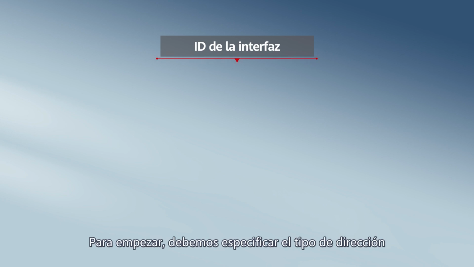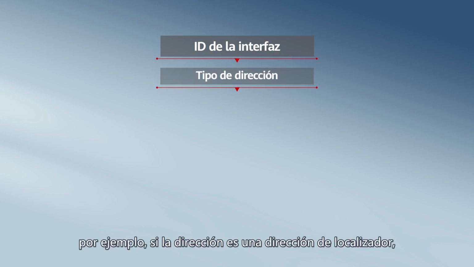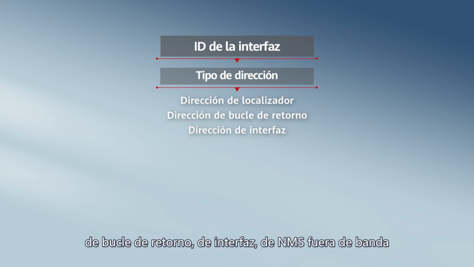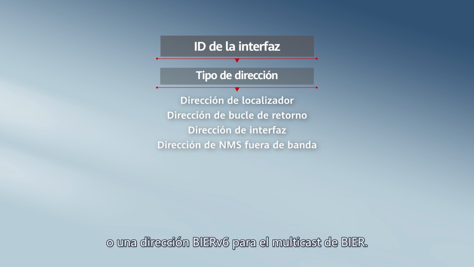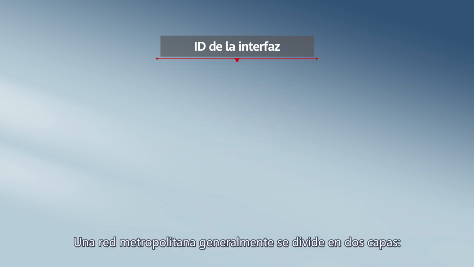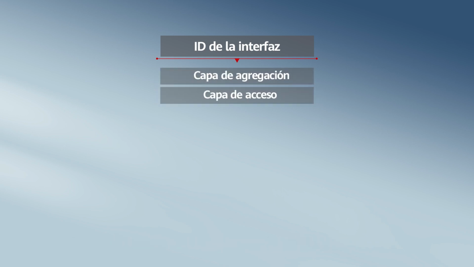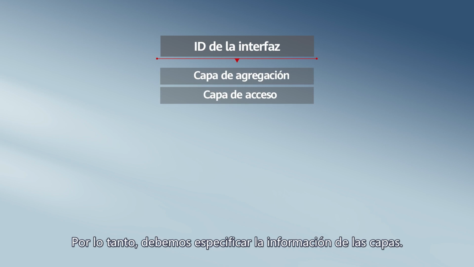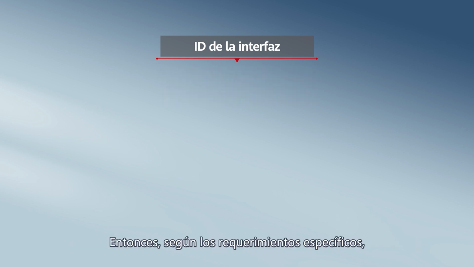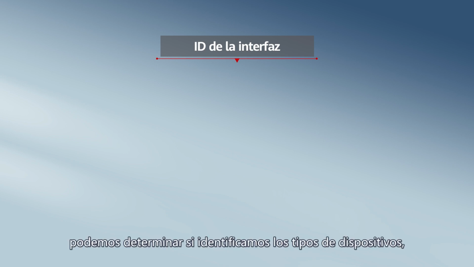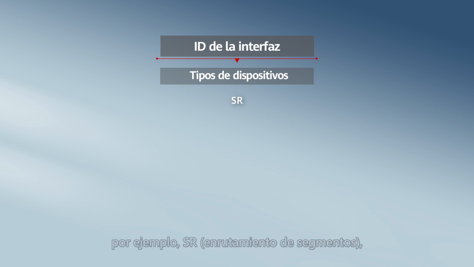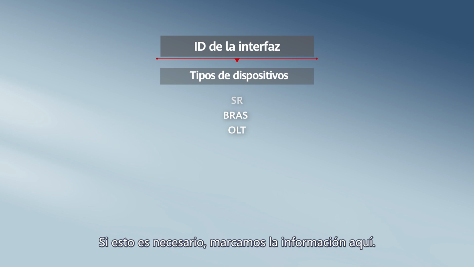To start with, we need to specify the address type. For example, whether the address is a locator address, loopback address, interface address, out-of-band NMS address, or IPv6 address for BIER multicast. A metro network is usually divided into two layers, aggregation layer and access layer. Therefore, we need to specify the layer information. Then, depending on specific requirements, we can determine whether to identify device types, for example, SR, BRAS, or OLT. If this is required, we mark the information here.